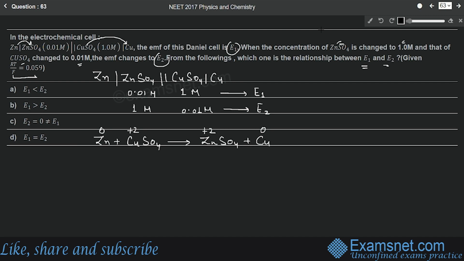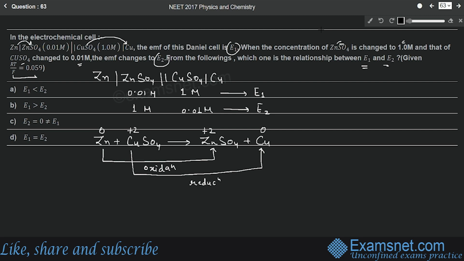So we can see that the oxidation state of zinc is being increased from 0 to +2. That means it is undergoing oxidation. Okay, zinc has been oxidized, whereas the oxidation state of copper has been reduced from +2 to 0. That means it has undergone reduction, or we can say that copper has been reduced, right?